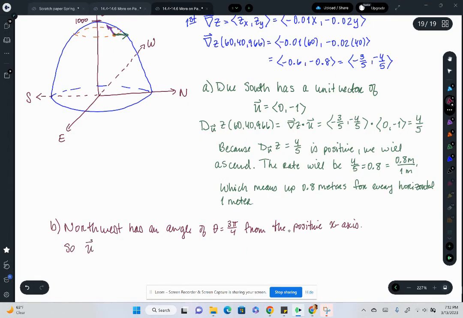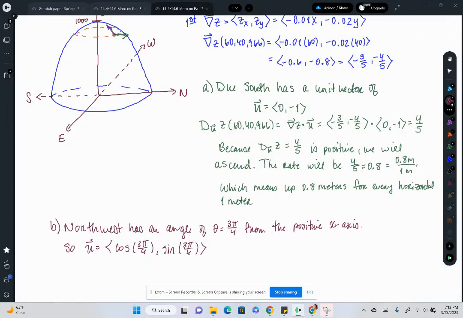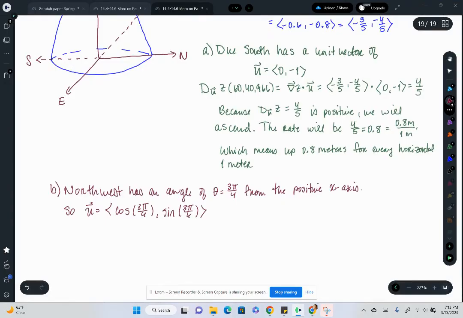So u is equal to the vector with components cosine of 3 pi over 4 and sine of 3 pi over 4. And I know it's 3 pi over 4 because northwest is halfway through the second octant. Okay, so I can calculate these. My cosine will be negative root 2 over 2, and my sine of 3 pi over 4 will be positive root 2 over 2. That's my direction.